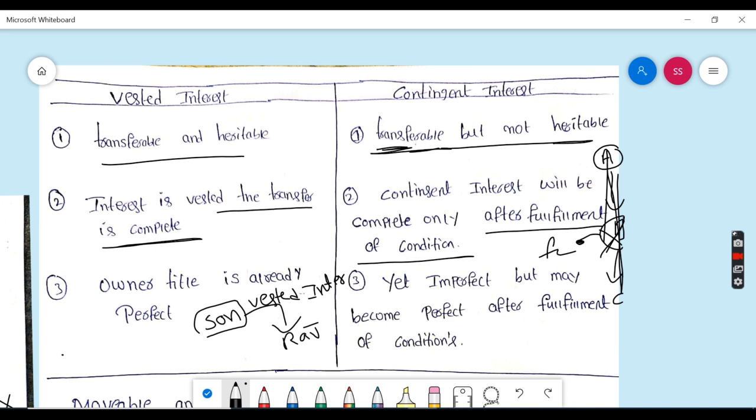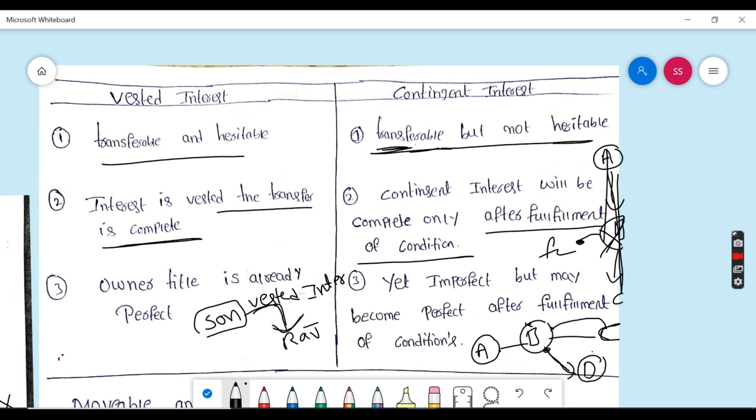I said that contingent interest also is transferable. Let's say here A transferred to B property only if B marries C. Now B transferred this property to D. He can do that. First he can marry C and get the property from A, and as soon as he receives the property from A, he can transfer it to D. After fulfillment of the condition only, the transfer is complete. But here, as soon as he transfers the vested interest to Raj, the transfer is complete.